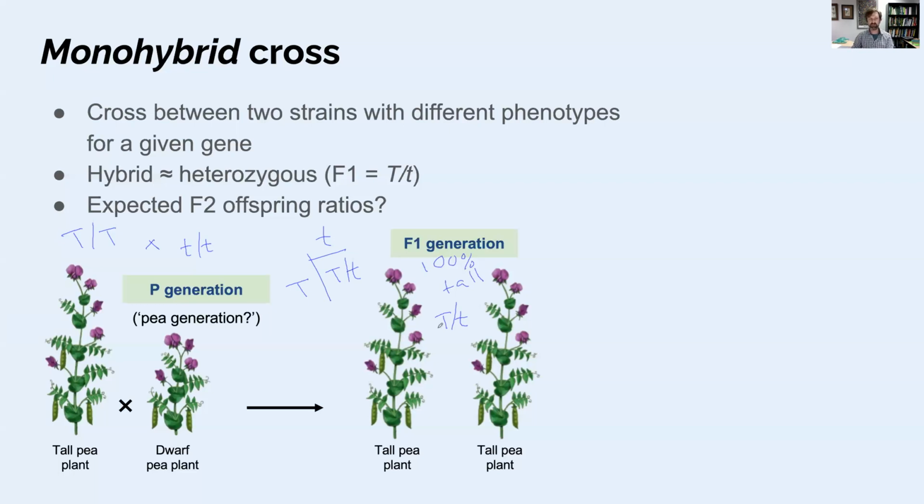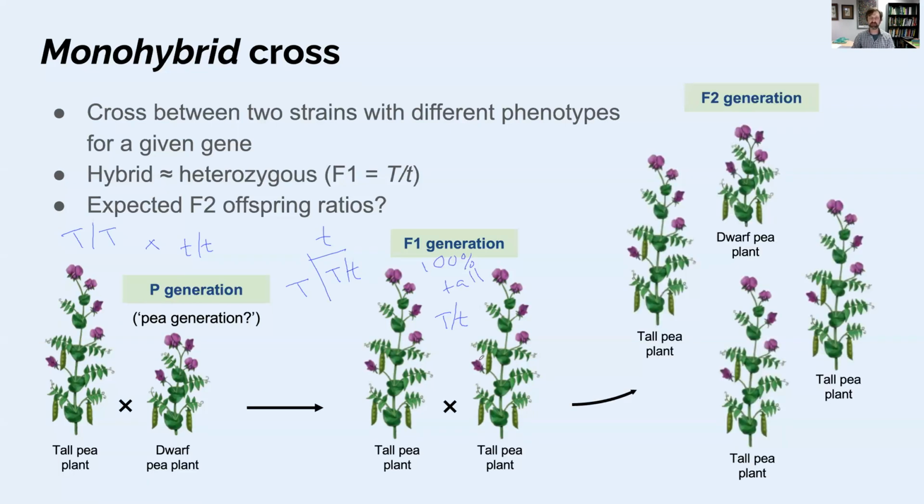All right, so moving on, if you cross two of these F1 tall pea plants, so this is part of the monohybrid cross, there is this terminology of the parent generation, the P parental generation, and the F1 generation, the first filial generation. So that refers to kids. So the F1 generation, and then to get the F2 generation, you cross your F1 by another F1. So siblings or individuals from the same kind of cross.